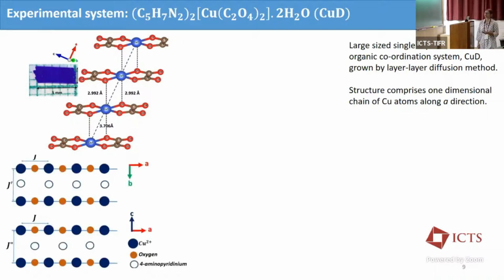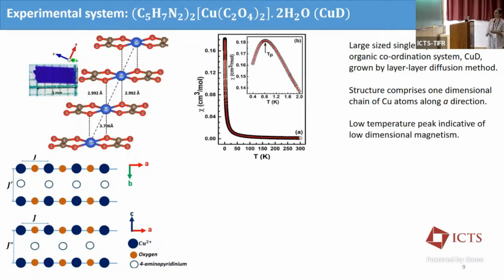So if I make a cartoon of this, what you find is that the intra-chain coupling constant J in the A direction is of the order of 3 Kelvin. And because of large distances in the other two directions, J prime and J double prime are very, very small. But we still have to confirm the actual value of J prime and J double prime.